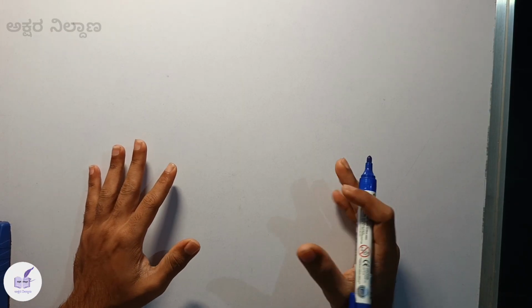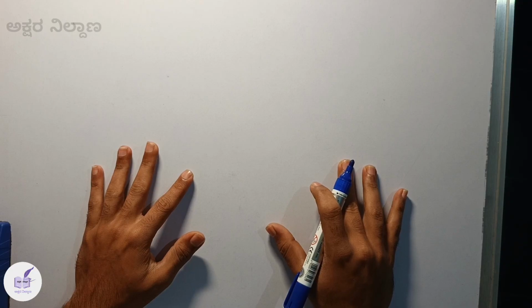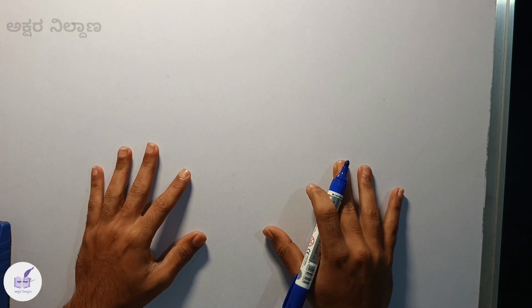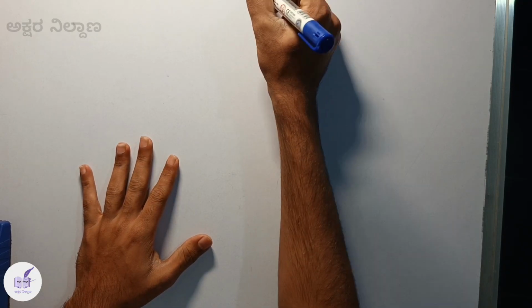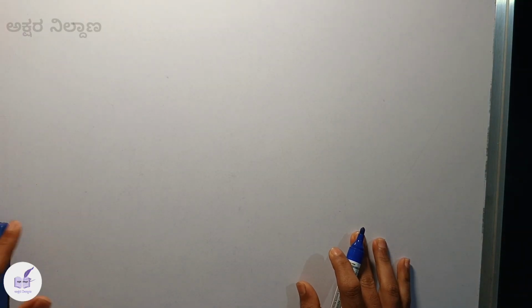What do you mean by Varnamaale? Varnamaale is the alphabets of Kannada. In these alphabets we have 49 letters. How many? 49.